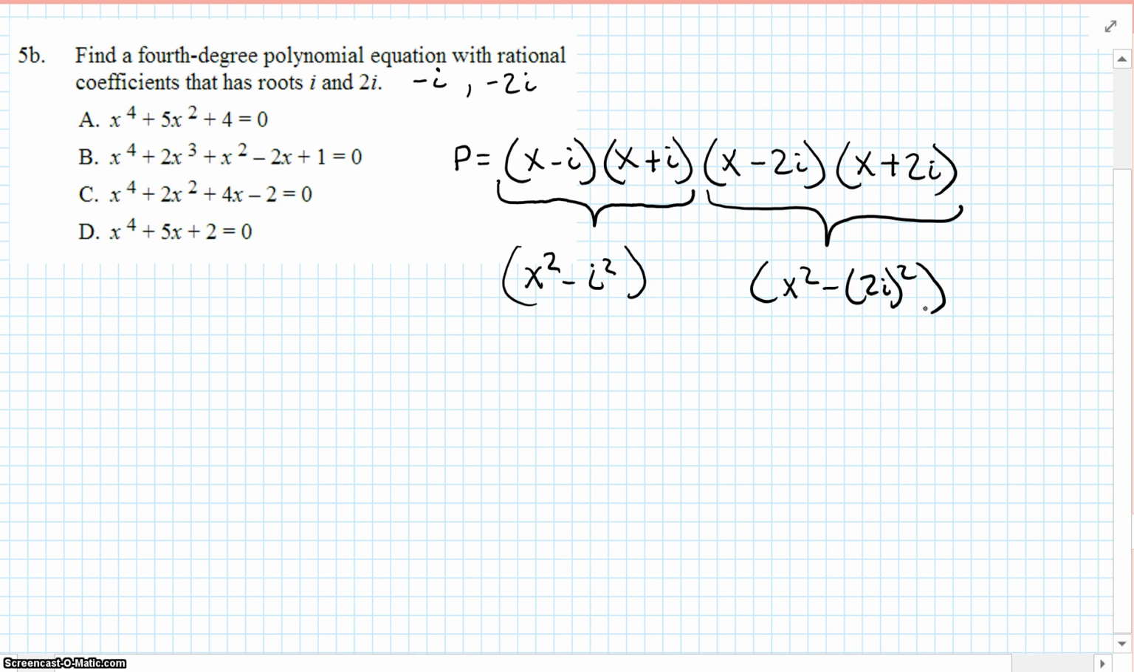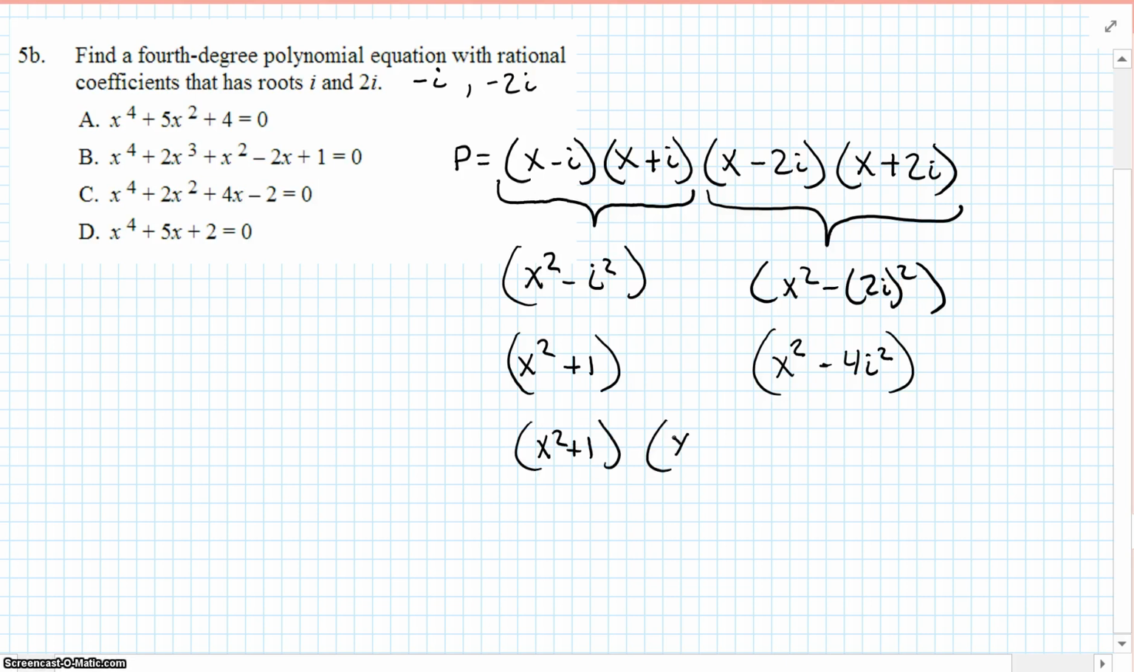What did we say i squared was? It's negative 1. So it would be x squared minus negative 1. Okay, over here, the reason I grouped the 2i is because remember when we square, the exponent applies to the coefficient and the variable, or the i. So we can rewrite this now as x squared minus 2 squared is 4, i squared. So it's going to be x squared minus 4i squared. And what do we say i squared was before? Negative 1. So what is negative 4 times negative 1? Well, negative 4 times negative 1 is positive 4. So I'd have x squared plus 4.